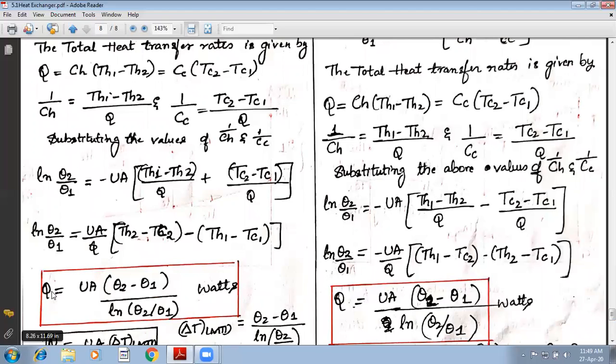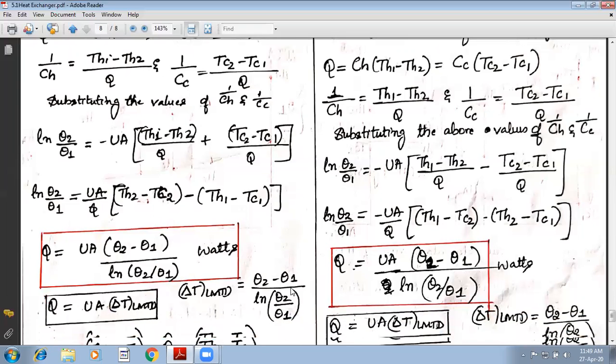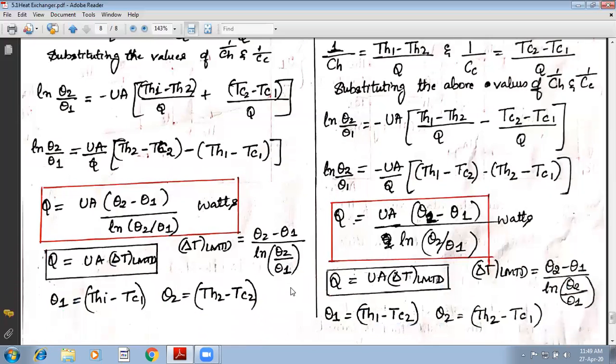Now, if you consider Q is equal to UA, we have defined this as theta 2 and this as theta 1. So UA into theta 2 minus theta 1 divided by ln of theta 2 upon theta 1. So this will be in terms of watts. Now I can write in general Q is equal to UA into LMTD, where LMTD is theta 2 minus theta 1 upon ln of theta 2 by theta 1.